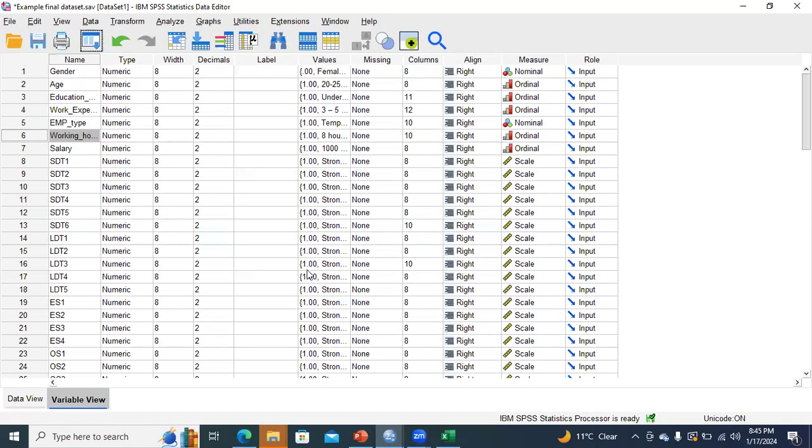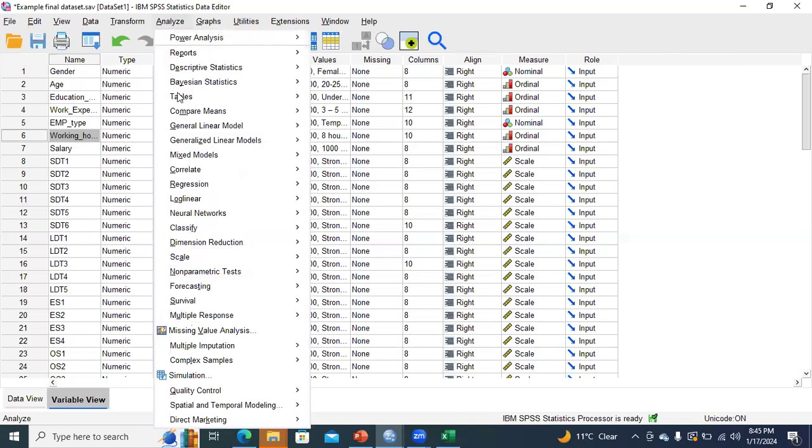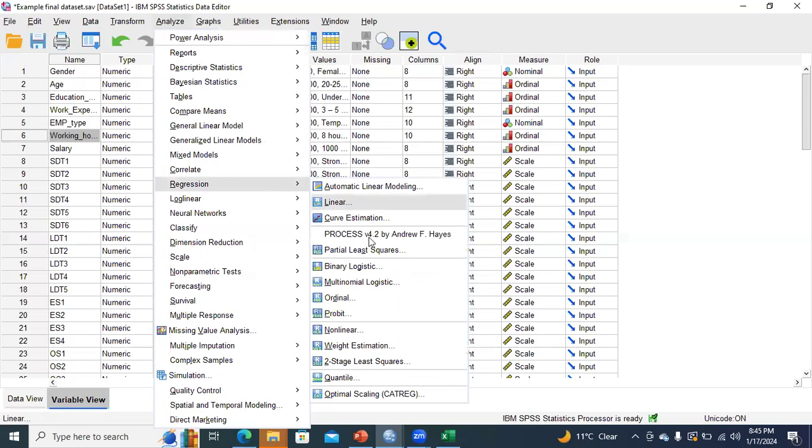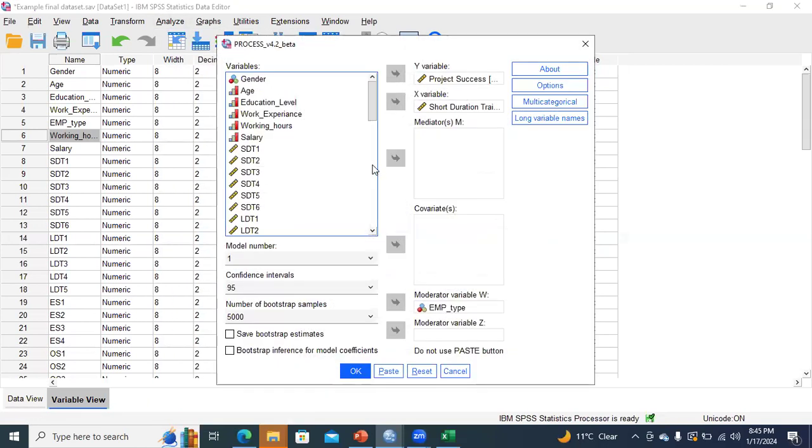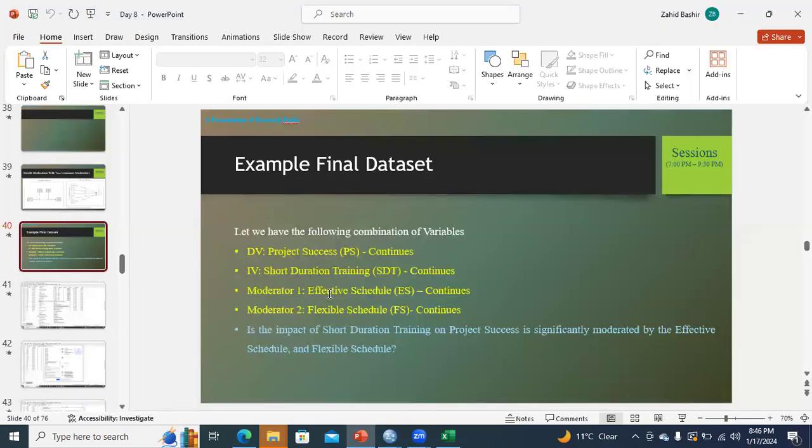All right, we go to Analyze, then Regression, then PROCESS by Hayes. Our dependent variable is project success, our independent variable is short duration training, and our first moderating variable, what was that? That was effective scheduling. The first moderating variable was effective schedule, and the second moderating variable was flexible schedule, ES and FS.